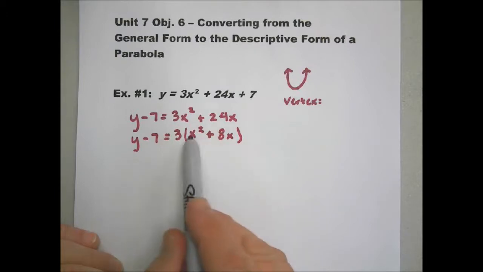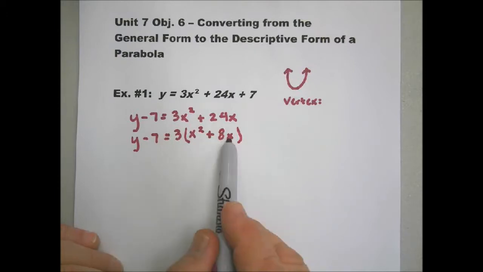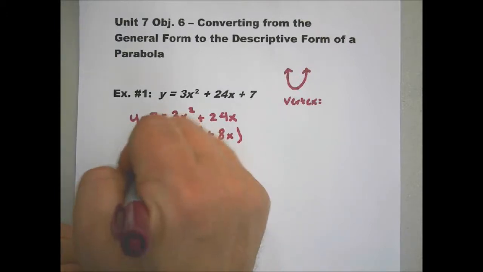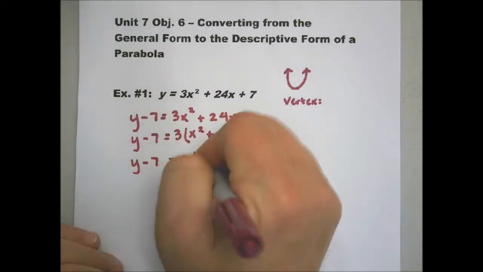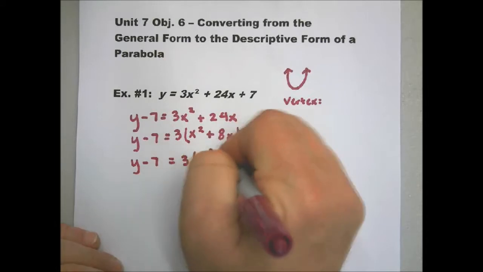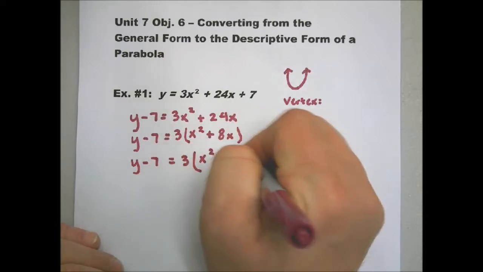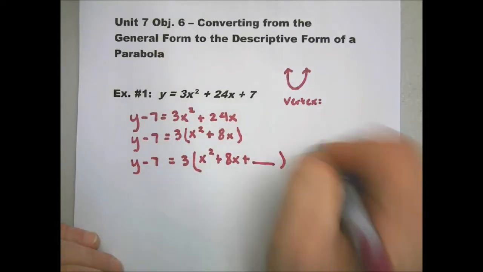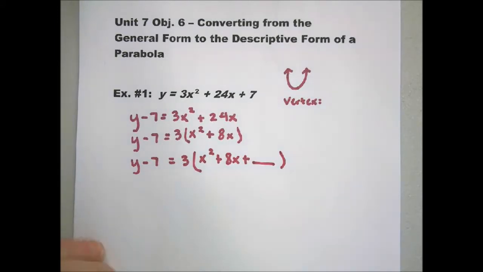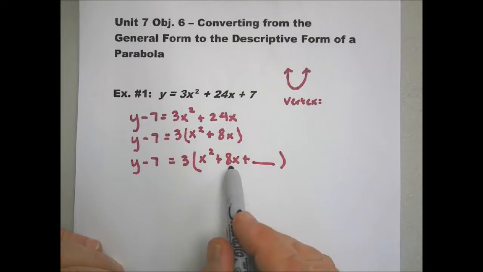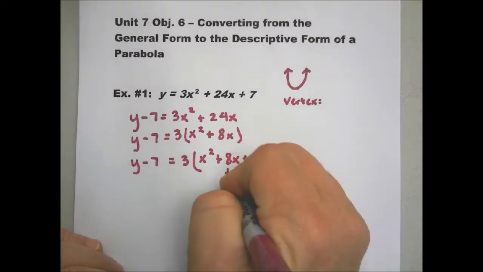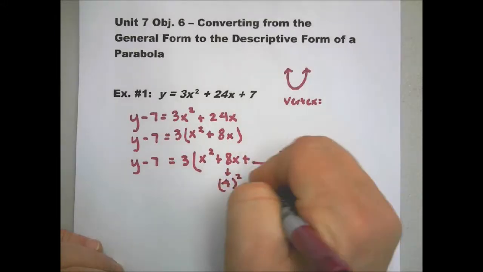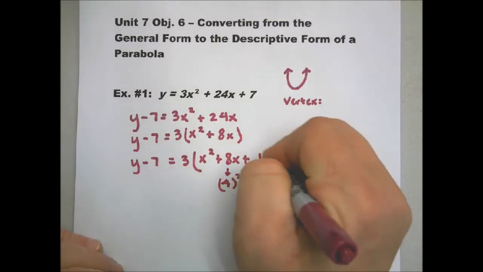Now I'm going to complete this square. So y minus 7 equals 3 times x squared plus 8x plus that third missing number that's going to complete the square. So we do it like we always did it before. Take half of this number. Half of 8 is 4. 4 squared would be 16.